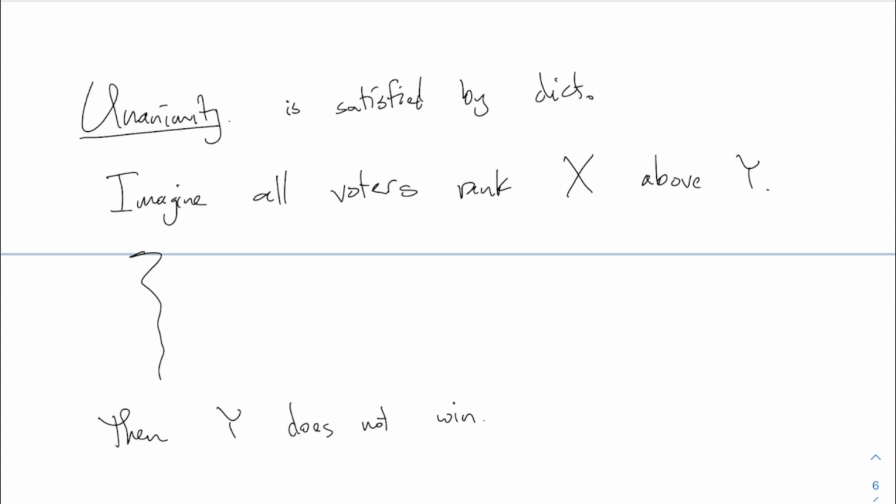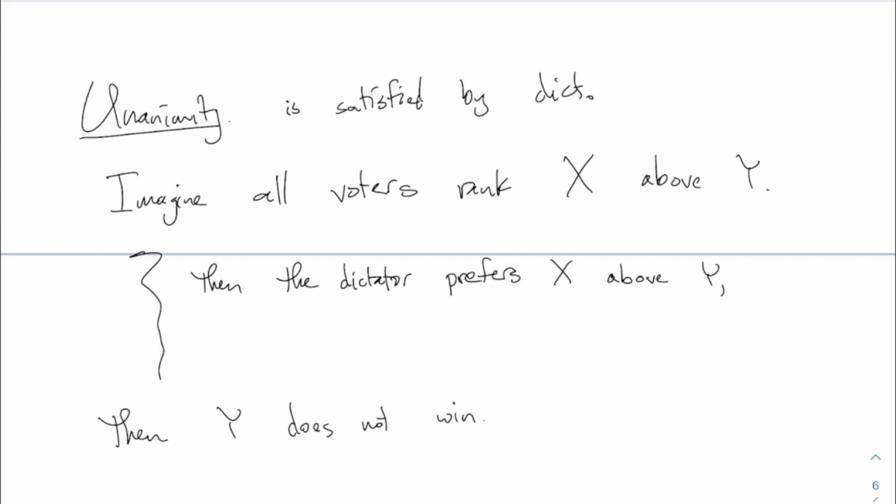Yeah? Because that includes the dictator. Yeah, because the dictator counts as one of the voters, and so if the dictator puts X above Y, then definitely Y will not be the winner, right? So imagine all voters rank X above Y. I'm just going to try and write some sentence that describes what I just said out loud. Then the dictator prefers X above Y because the dictator is one of the voters.